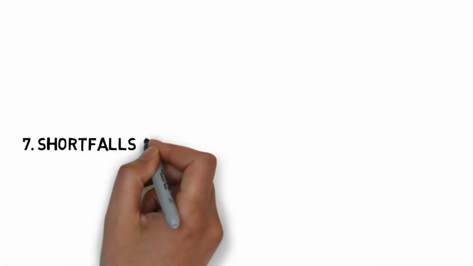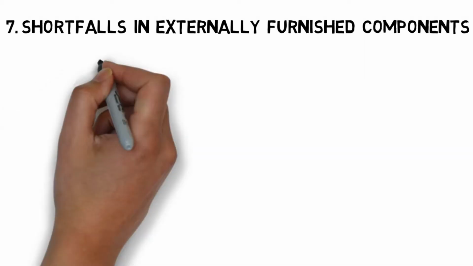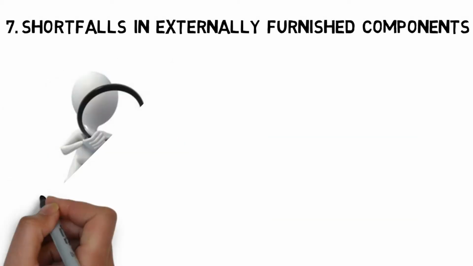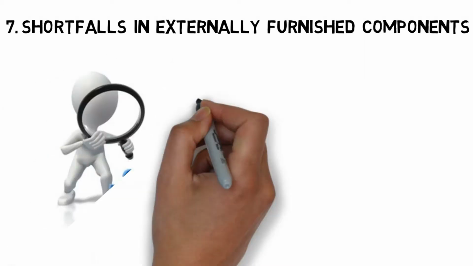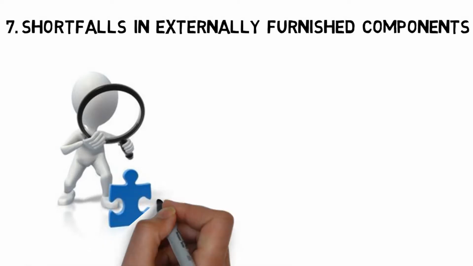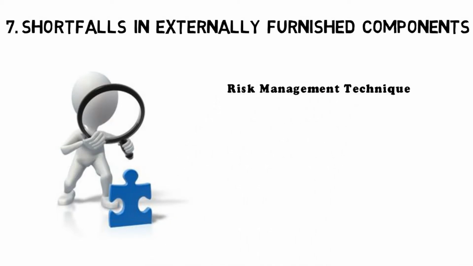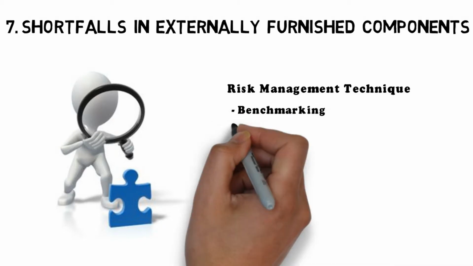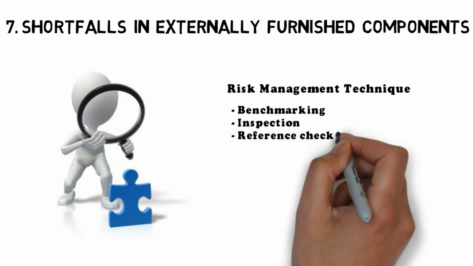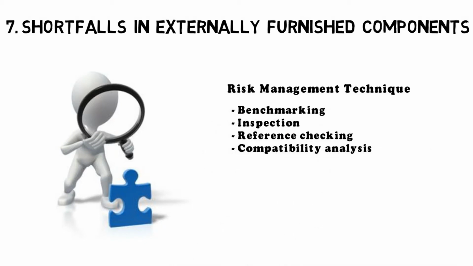Seventh will be shortfalls in externally furnished components. Customer furnished components that may be a poor match to a new application, just like a commercial component that looked great in a vendor brochure and demo, but turned out to be immature in reality. This kind of risk will be avoided by benchmarking, inspection, reference checking, and compatibility analysis.